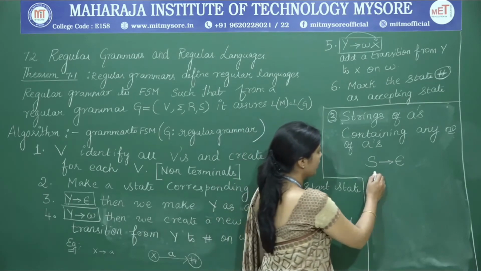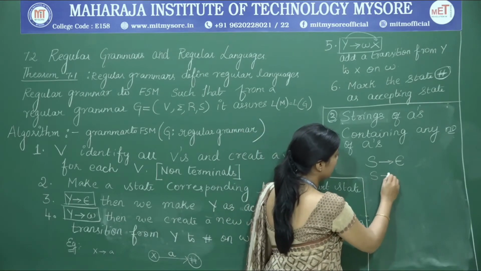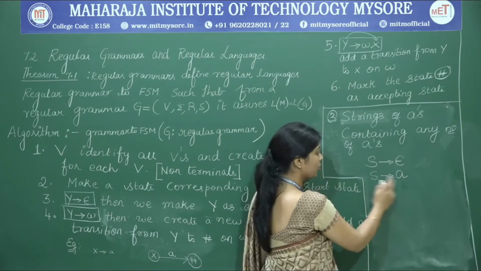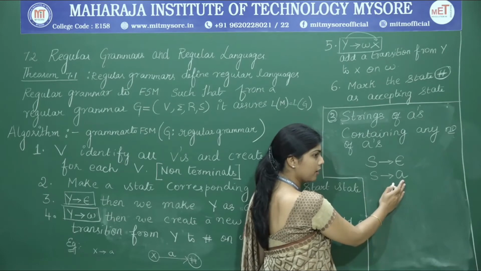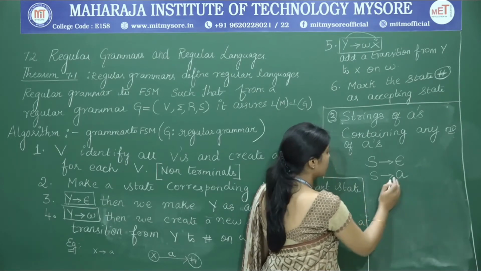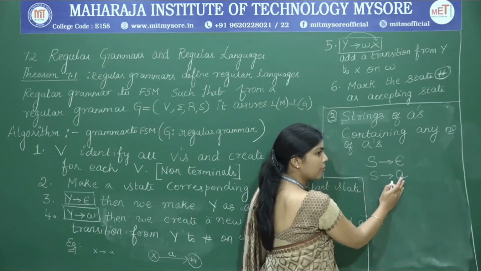Then next we are aiming at producing any number of a's, so therefore I am going to write a. So S is actually producing a, but we are not limited to a single a, we want more number of a's. So which is the symbol that is generating any number of a's?